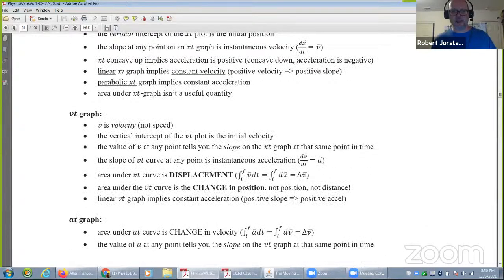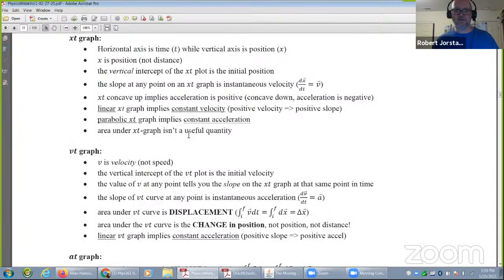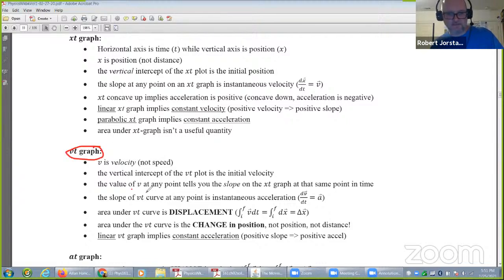And then notice the AT curve. The main thing that we're going to talk about here, the area under the AT curve is change in velocity. Now, to be clear, I know this seems obvious, but on a VT graph, the value of V is V. If you're on an XT graph, the slope is V. And that's probably one of the more common ones people screw up. The slope of an XT gives you velocity, whereas just reading the number off the graph gives you velocity on a VT plot.